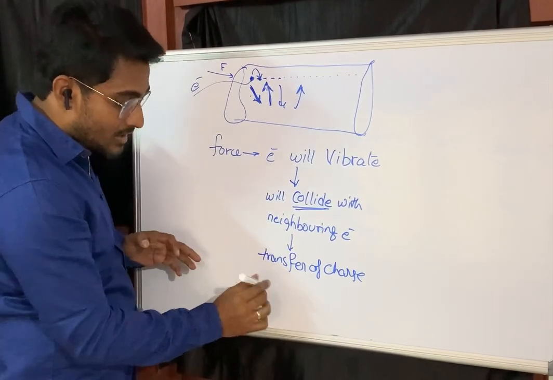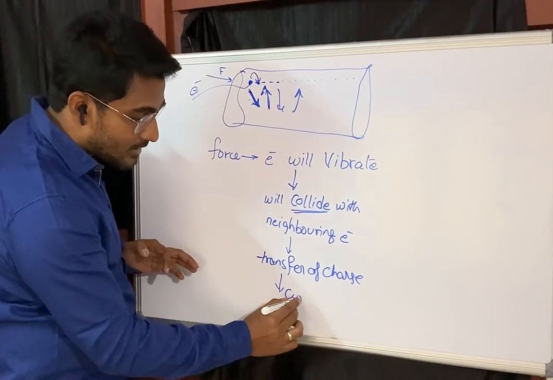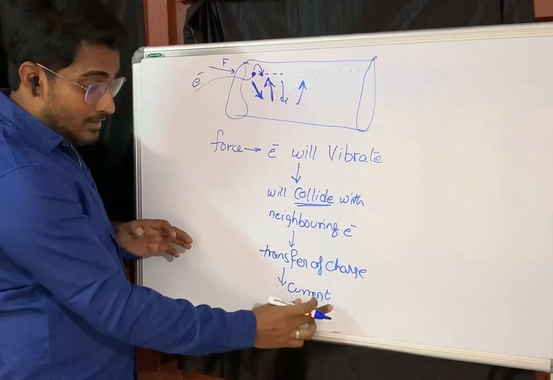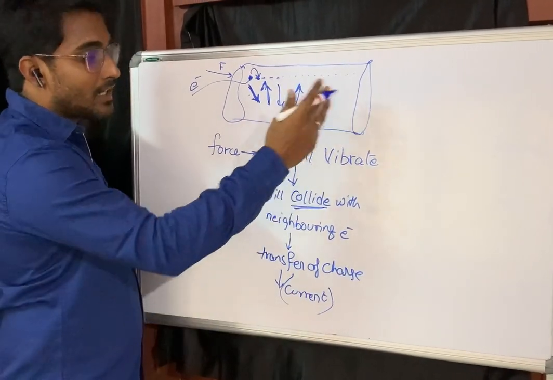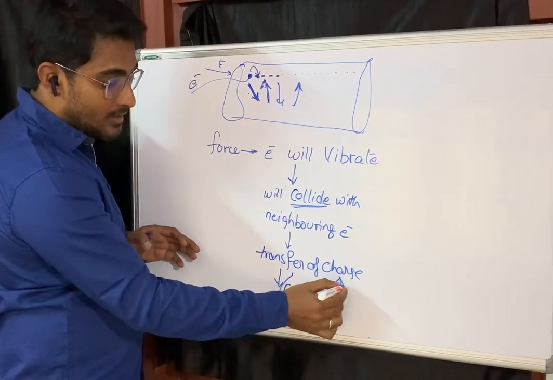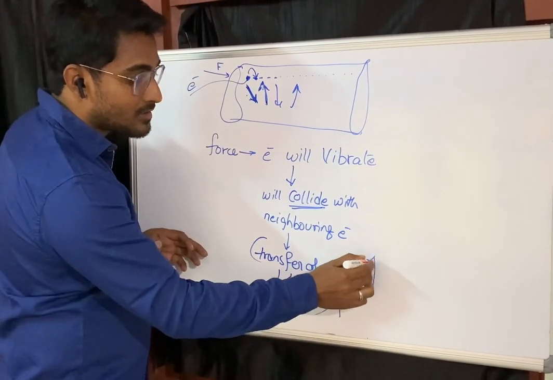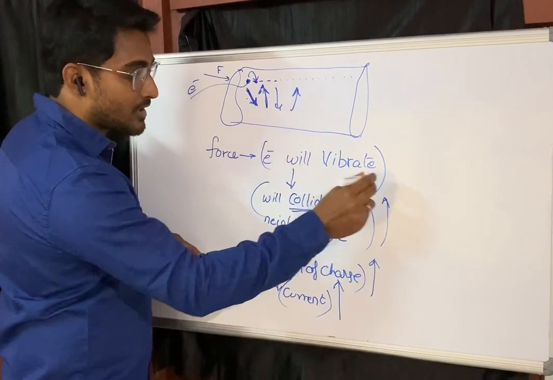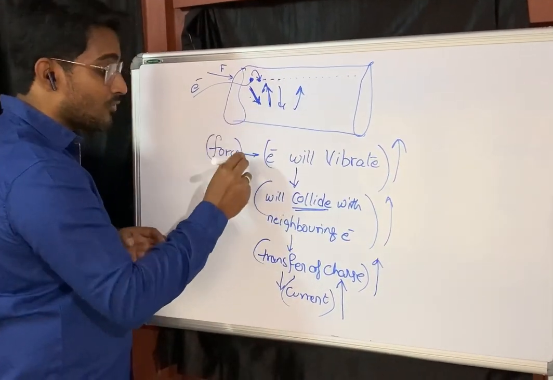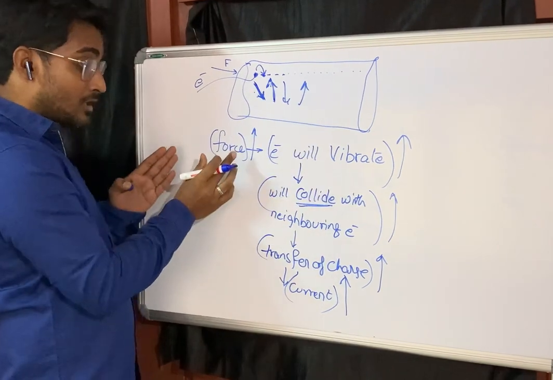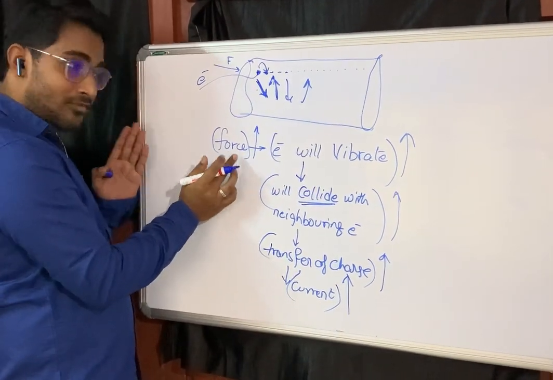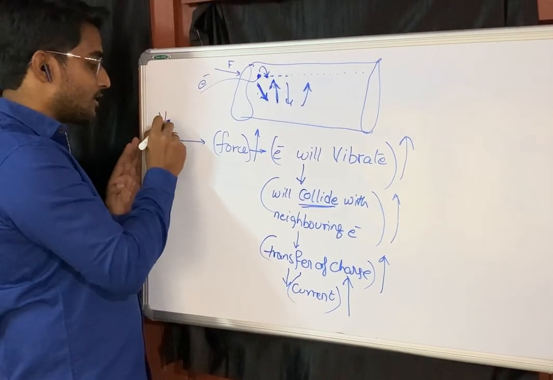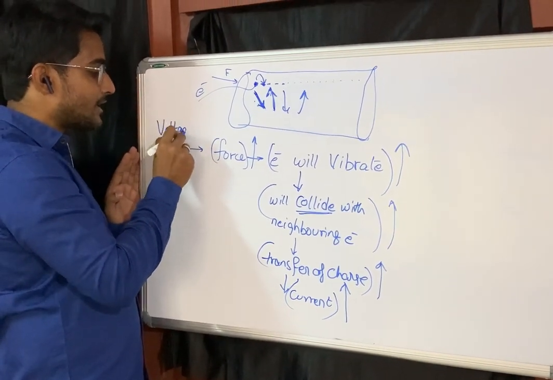So transfer of charge is nothing but current. If in a conductor you are observing more current, that means transfer of charge is also more. That means collisions are also more. That means vibration is also more. That means force or supply is more. So here force is a physics term, but for current electricity, force is treated as voltage.